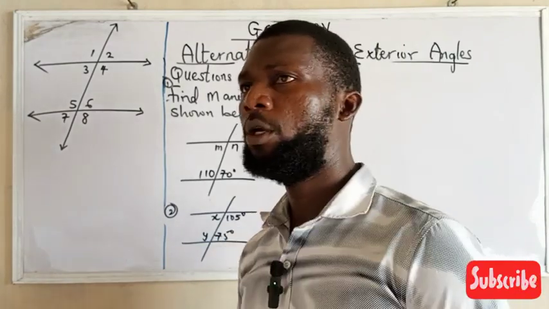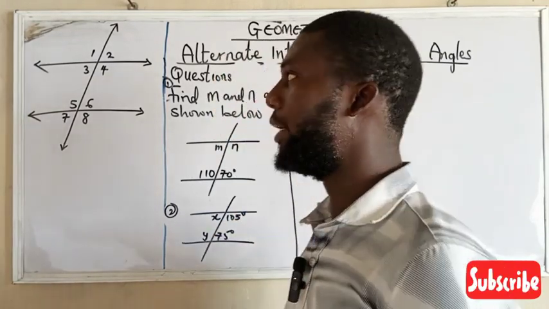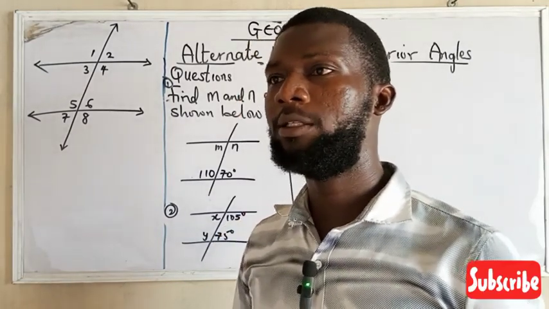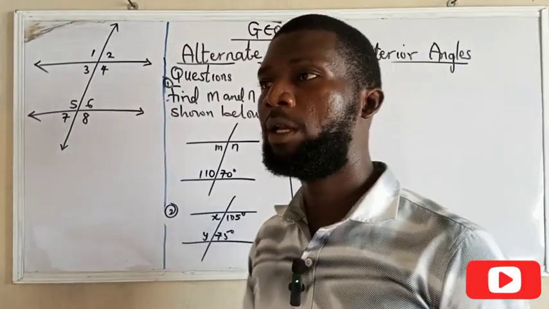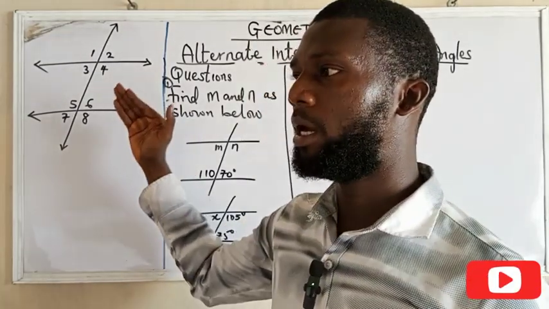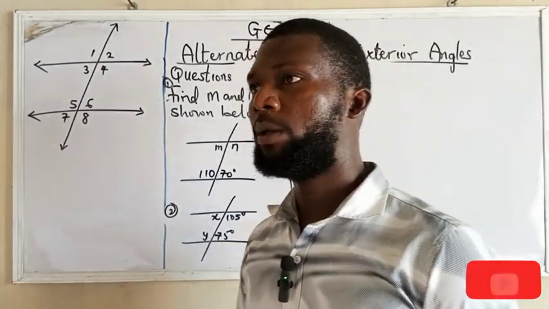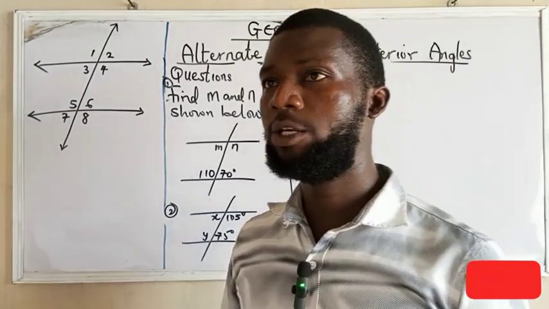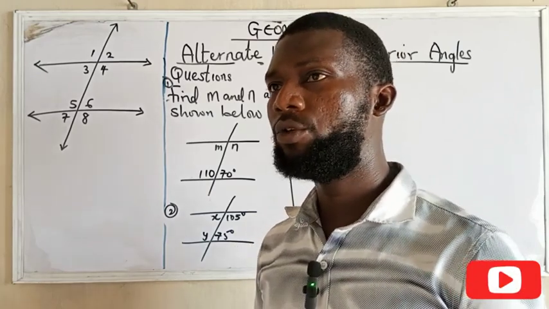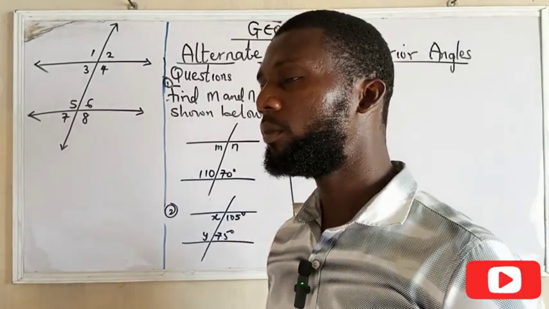In our last video, we looked at corresponding angles and I tried explaining the fact that a line that cuts a pair of parallel lines is called a transversal line. And I explained by telling us the angles that can be formed when a line cuts a pair of parallel lines, of which we looked at vertically opposite angles, and corresponding angles. Alternate interior and exterior angles is what we're going to look at today.